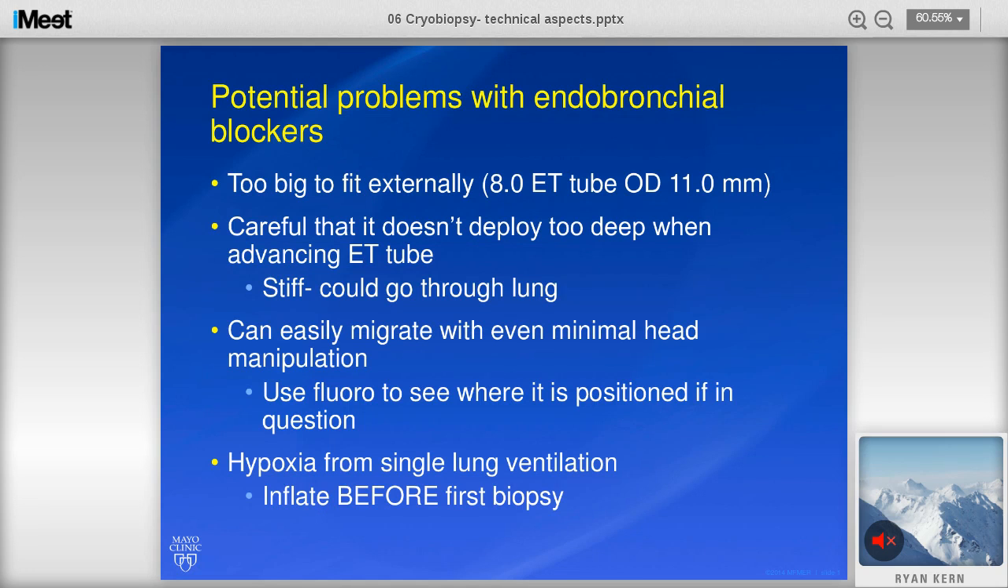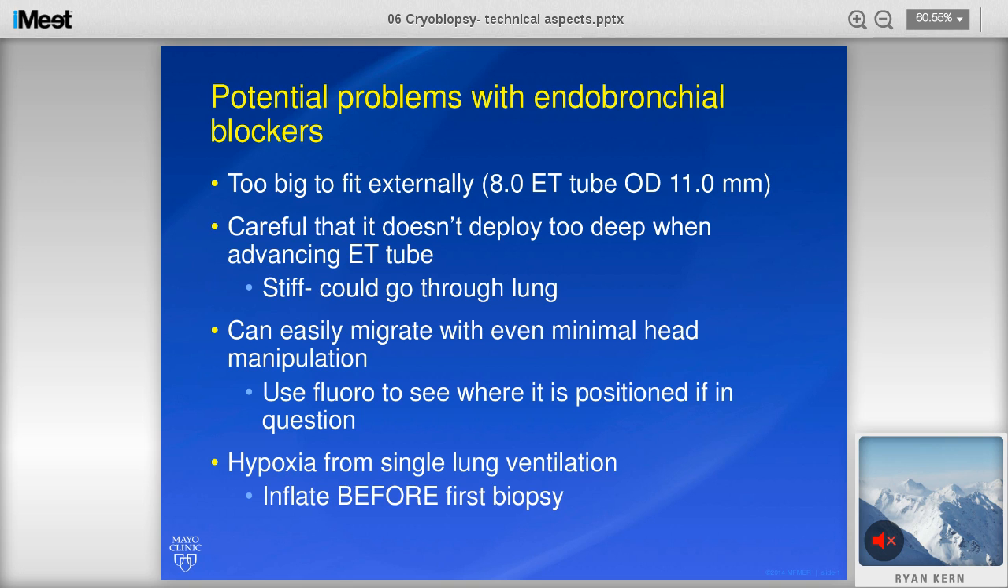So, by now maybe these blockers seem like a good thing, but they aren't perfect. They can create their own problems. I've seen cases where the size 8 endotracheal tube, which has an outer diameter of 11 millimeters, plus the diameter of the blocker is just too big to fit in the airway. You want to be careful it doesn't deploy too deep. Like I mentioned, it's very stiff, and they can very easily migrate. And so if you've got this thing sitting in the right mainstem bronchus and someone adjusts their head, even minimally, these things can pop out and cause a whole new problem.